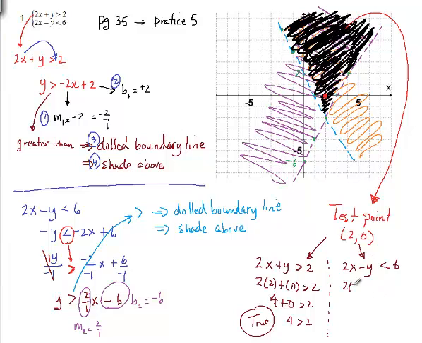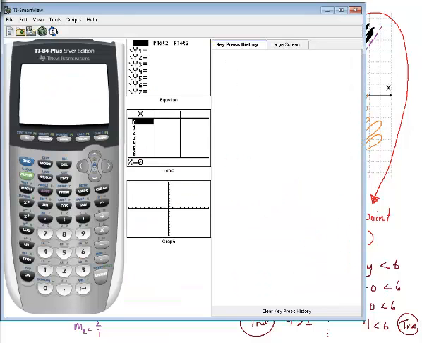2 times 2 minus 0 should be less than 6. 4 minus 0 less than 6. Is 4 less than 6? That's also a true statement. Therefore, I know that is the solution. So that's a complete solution. Now if you want to check it on your graphing calculator, you can do that as well.